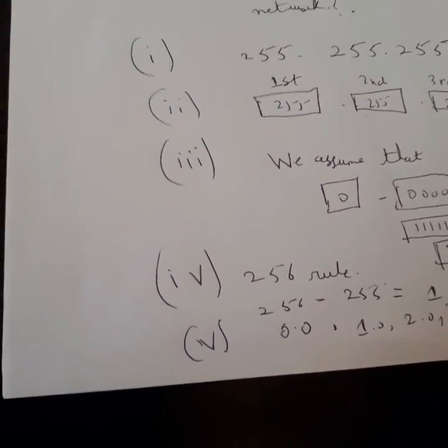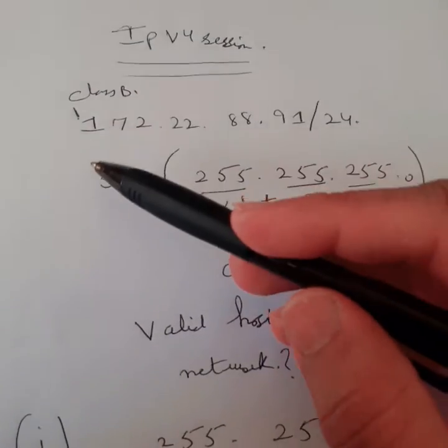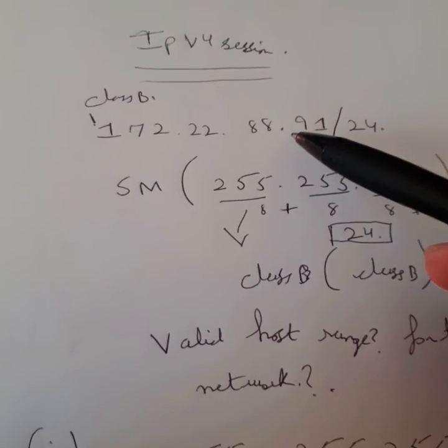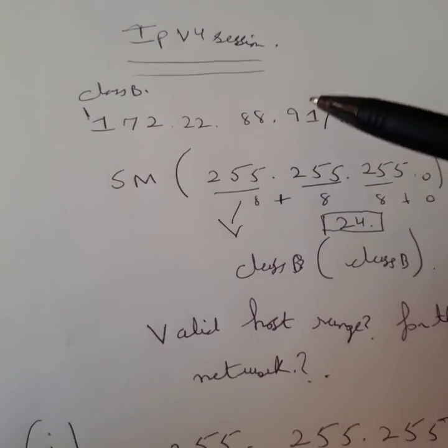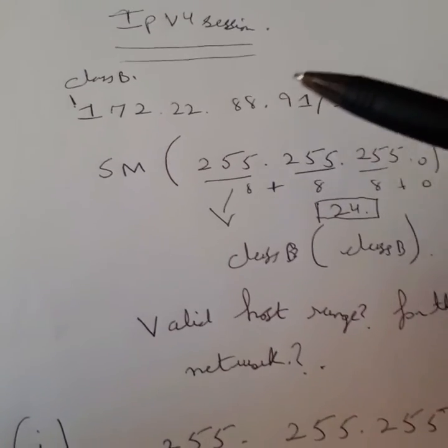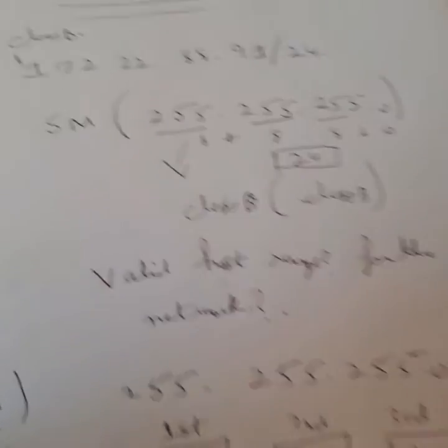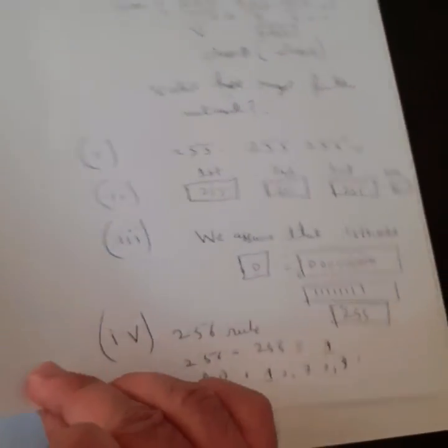Now have a look at our IP address, 172.22.88.91. We have to go up to 88.0, and as you all know, 88.0 is going to be our network.